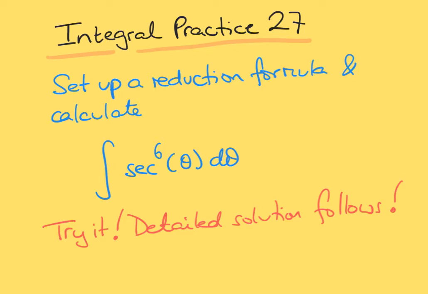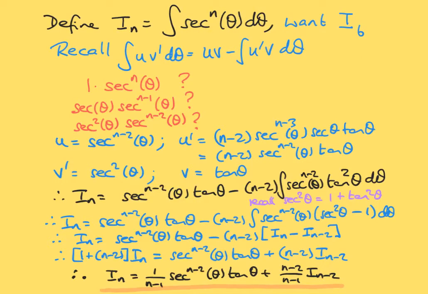Okay, welcome back. Let's have a look at the reduction formula. So we want to calculate the integral of secant to the power of 6, and to do this we're going to generalize it to I_n. So we have a label here, and I_n is defined to be the integral of secant to the power of n, and I'm thinking of n as perhaps 0, 1, 2, 3, 4, so positive integers or 0.